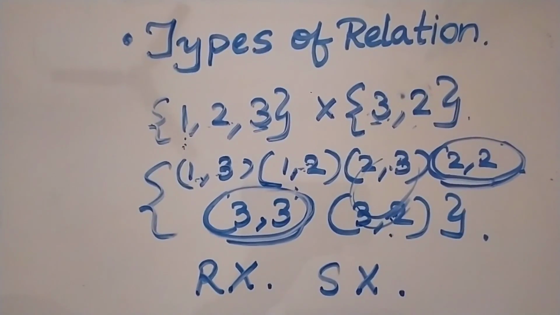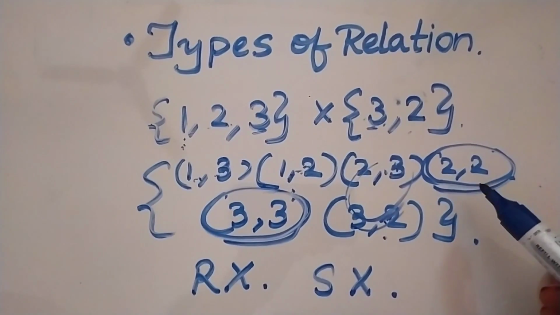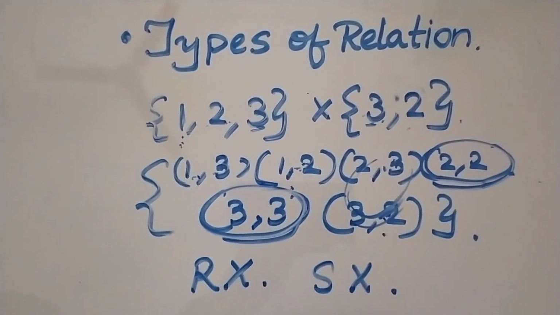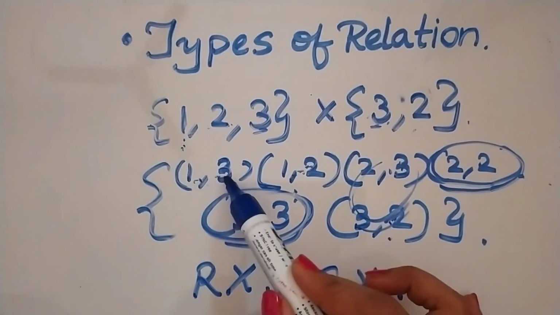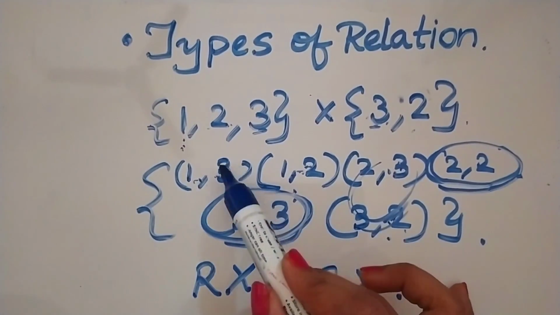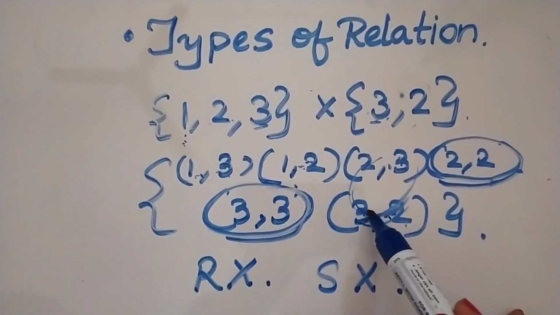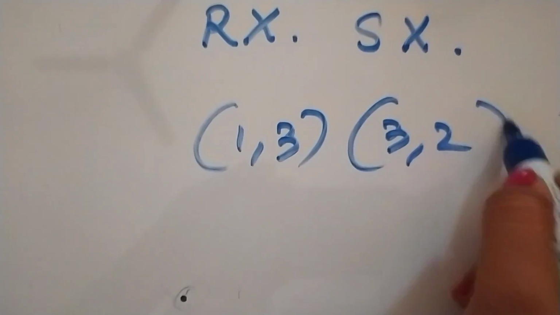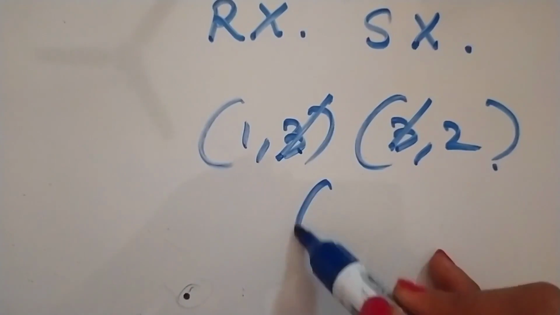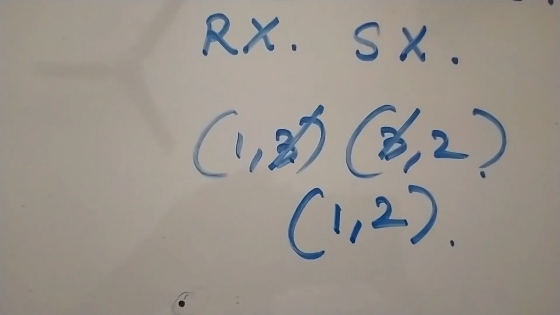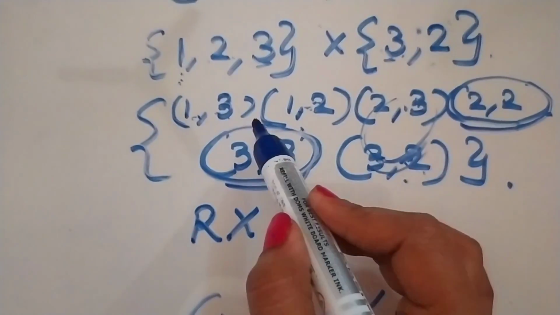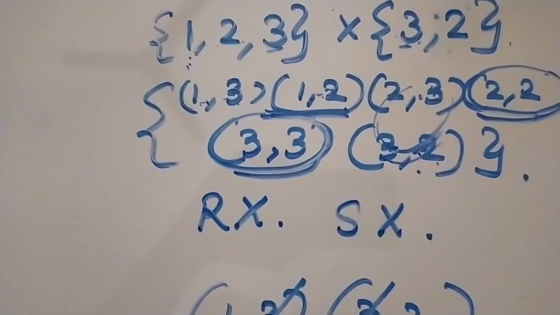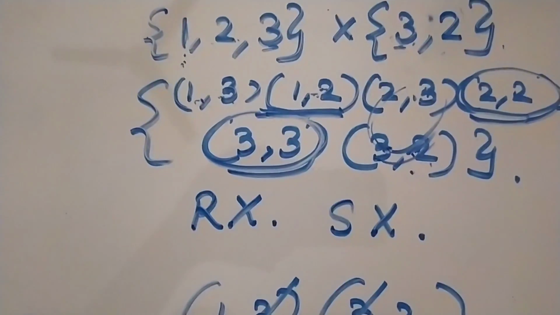Now let us see if it is transitive. What did I tell? I have to choose the elements such that the last element of one and the first element of the other are the same. So if I take (1, 3), then I can take (3, 2). See here, this 3 is present in the last and this 3 is present in the first. After that, I told you to cancel these both. Now what is the element present? (1, 2). Is (1, 2) present in the above set? Yes, it is present. So (1, 2) is transitive.